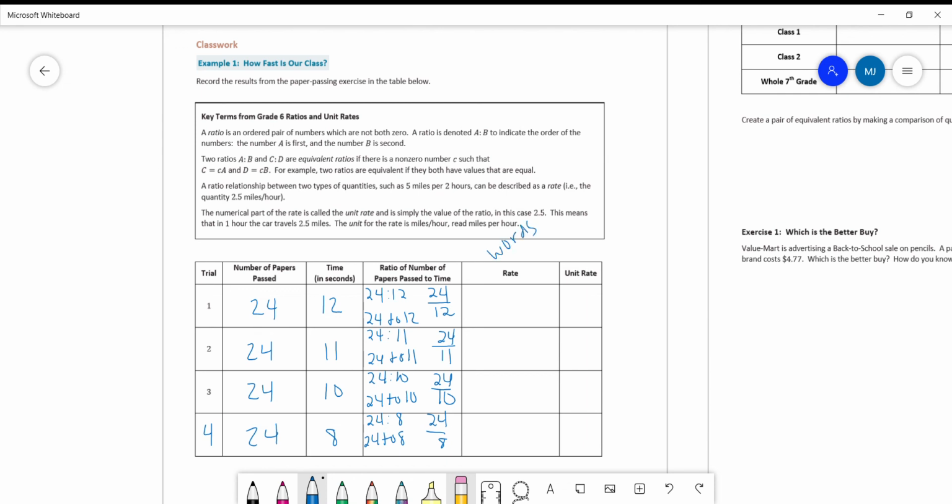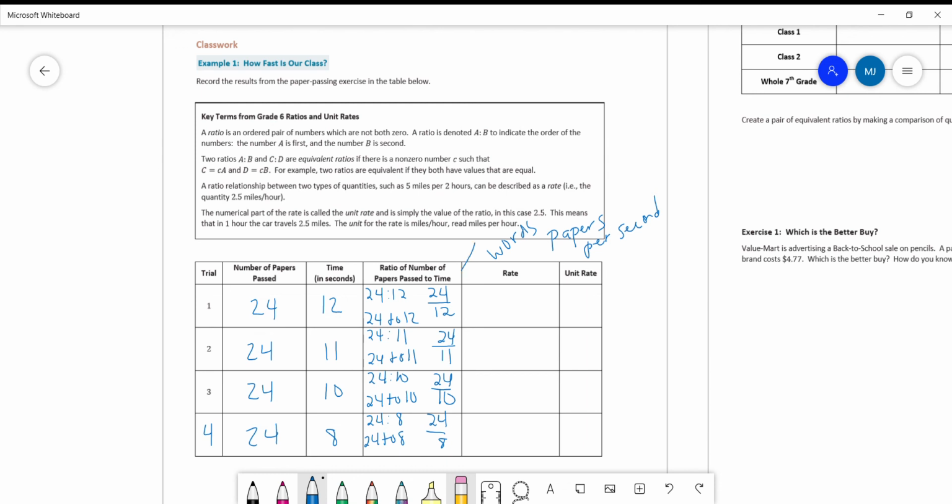Okay, so rate. What I want to tell you about rate is that rate is represented in words. And those words might be miles per hour or dollars per ounce. There's a lot of different rates that we can use. And in this one, it's papers per second. A rule of thumb for my classroom is if I write it, you write it. That's usually the way things need to go.